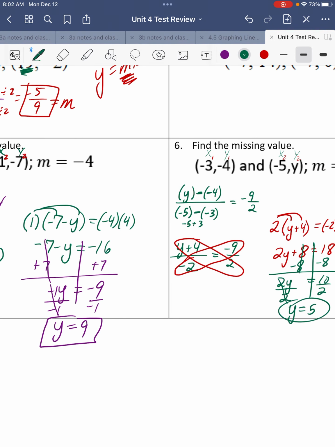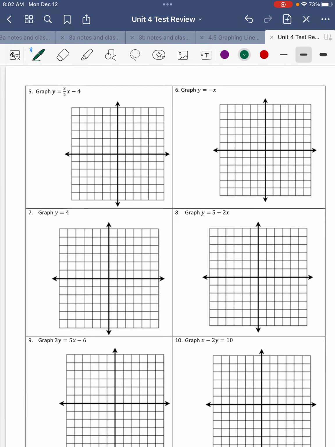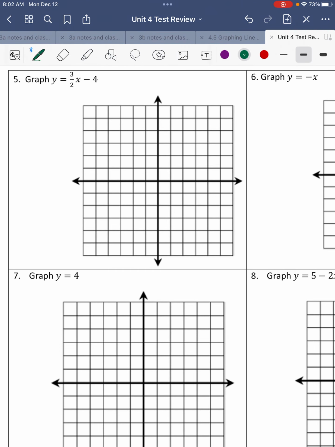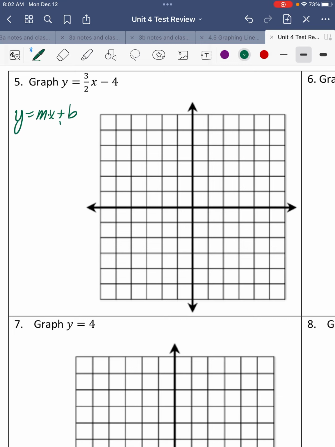Now in number 5, we're going to graph. I guess my numbering is a little off. So we're going to graph. We have y equals mx plus b. And when you see an equation in this form, the first place you start is with the y-intercept, the b. This is the start. You start here.